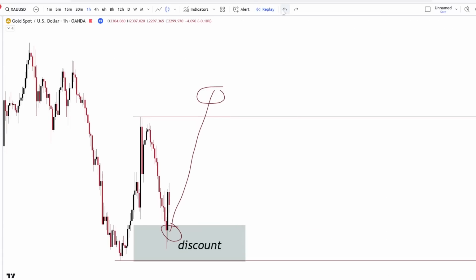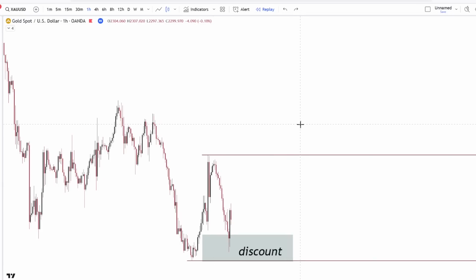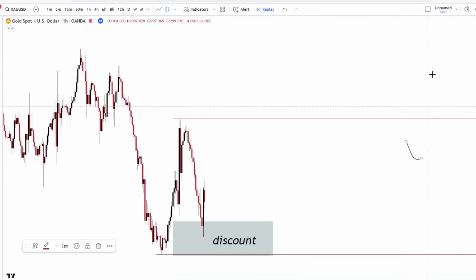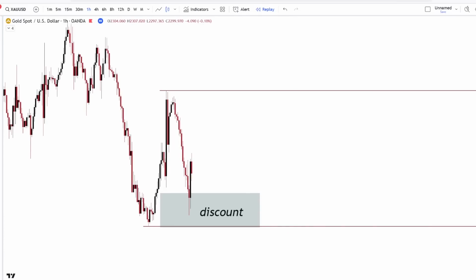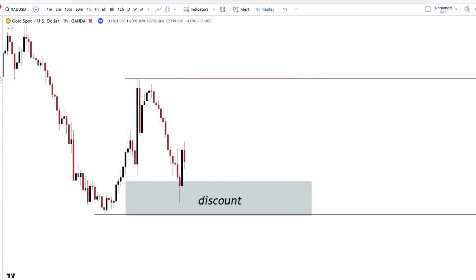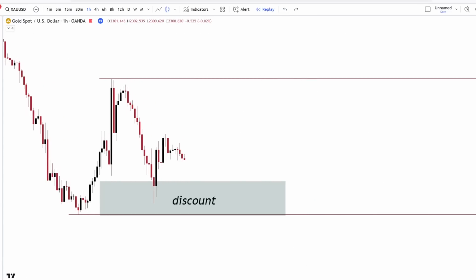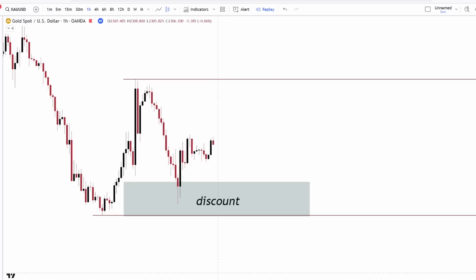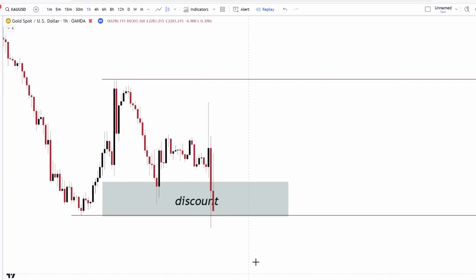But if price does not break this level, what are we anticipating? If we get a reaction right here and price comes back inside of the range, now we are looking for a stop hunt to take this level out. We're looking for our liquidity sweep. So let's see. Is price going to break this level? And what happened here?